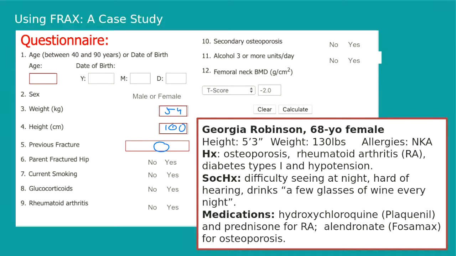Oh, and parent fractured hip means if they're parents, or if they have a family history of fracture. Should I do no? I guess assume no. She is not a smoker. She is on glucocorticoid, and she does have rheumatoid arthritis. Yes.